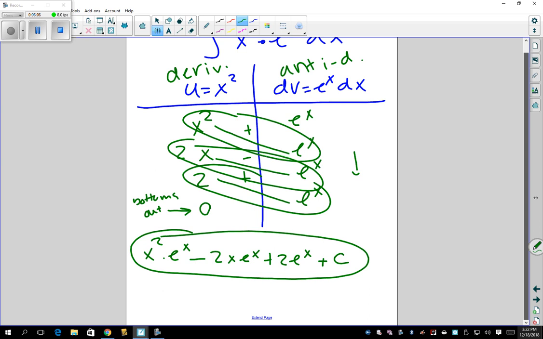So this tabular method, you could do this the regular way, but you would have to do it multiple times. And so this tabular method is super nice just to kind of keep track of things. And you can even do this with the example prior. It'll just be really quick, but this is just a nice way of keeping track of things.